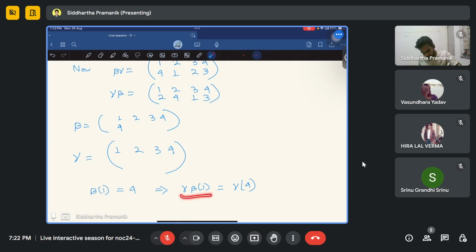So gamma beta of 1, under gamma beta, 1 goes to 2. So gamma of 4 equals 2. So let's write this: under gamma, 4 goes to 2.